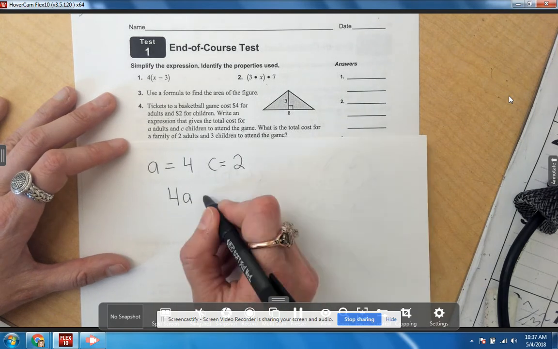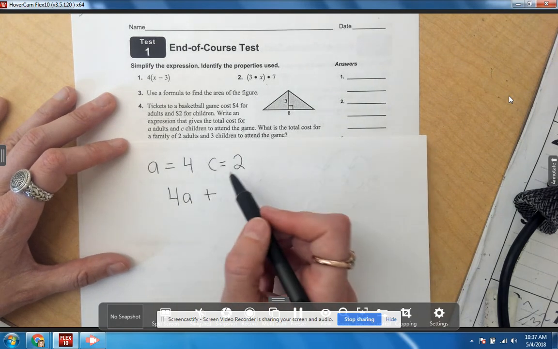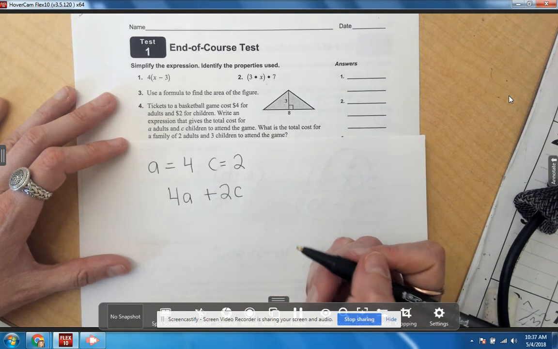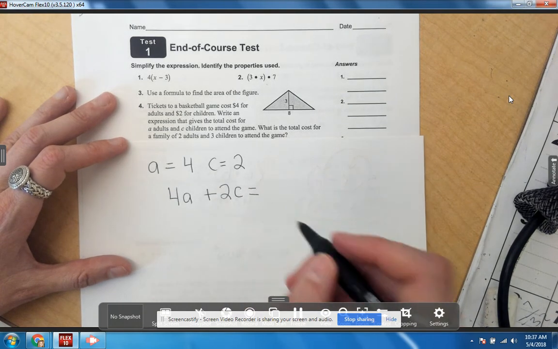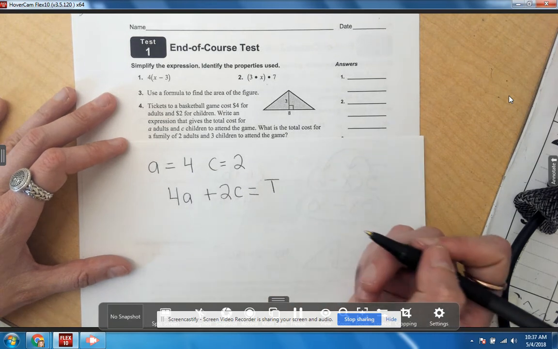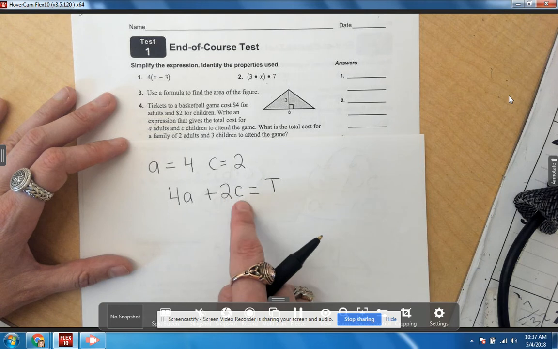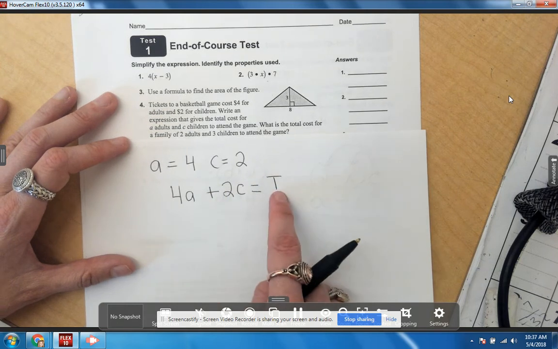If it's $2 for every child, and we don't know how many kids are going, we would still take that 2 and multiply it by however many children there are. That's going to give us the total that it costs, so equals the total. So $4 times however many adults plus $2 times however many children equals the total cost.